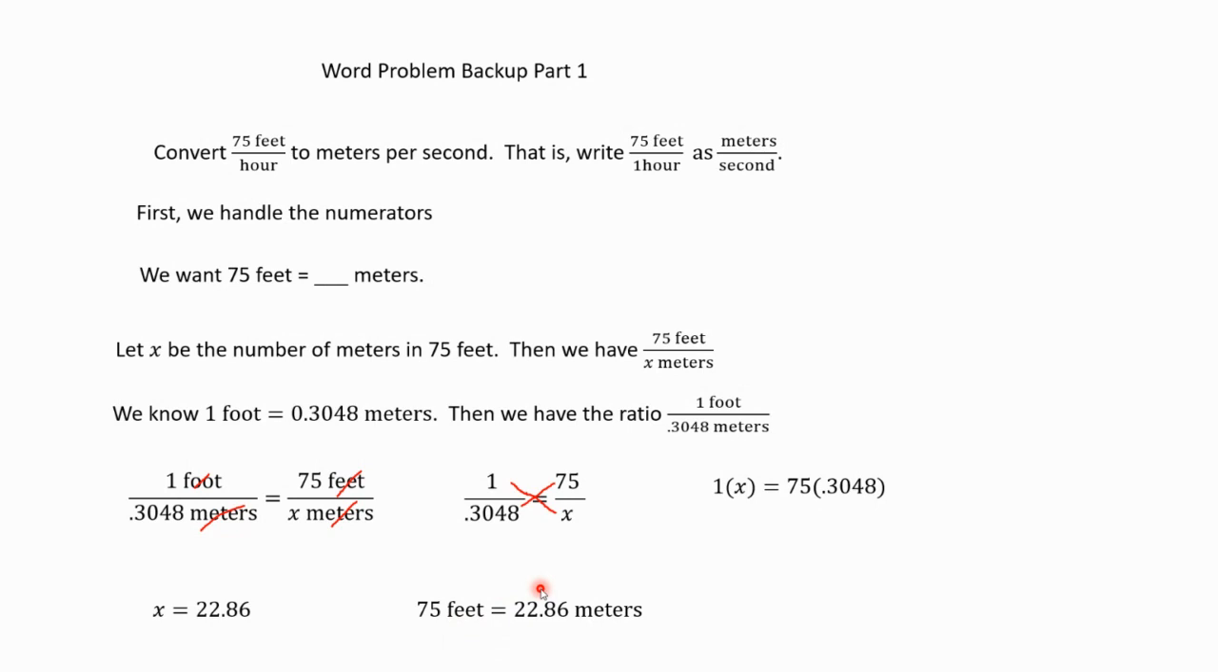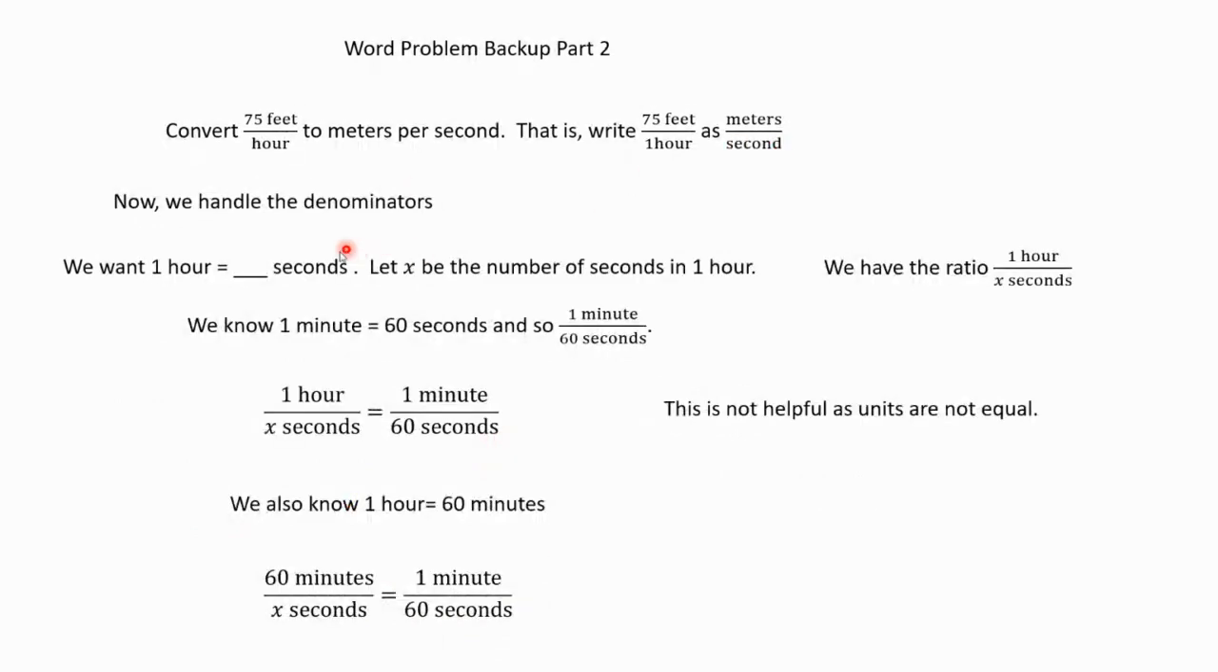Okay, that's good. Now for the denominators. Again, we want to know 1 hour is how many seconds. That's what we want to know. Okay, so this one, there's a subtlety I did, but I'll explain it. 1 hour is how many seconds? So I'm going to call this blank x. Let x be how many seconds there are in 1 hour. So we have a ratio, 1 hour over x seconds.